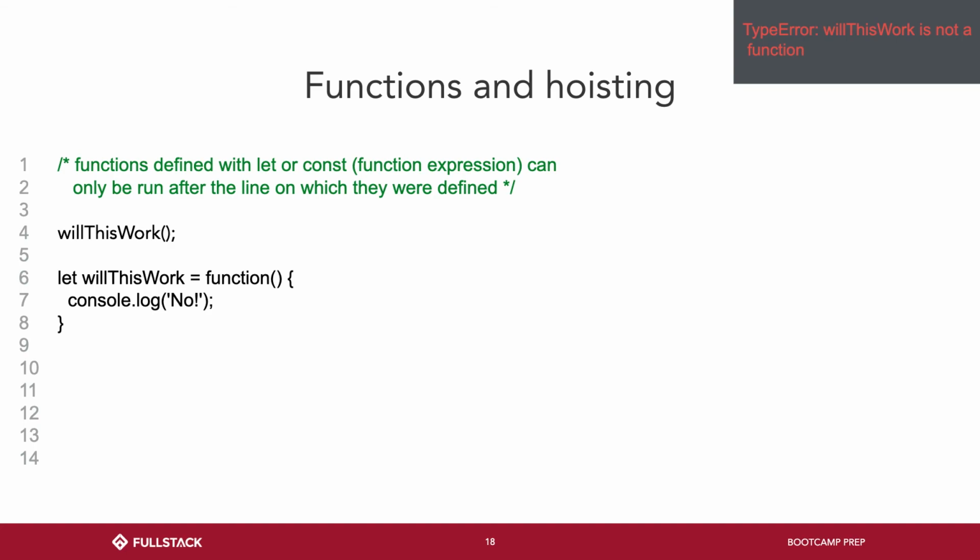So if we define this with let instead of the function keyword, functions defined with let or const can only be run after the line on which they were defined. Type error: willThisWork is not a function. Because what is willThisWork when we hoist it? Undefined. So when we try to run it, it's undefined. If you try to invoke undefined, you get "willThisWork is not a function", because undefined is not a function.